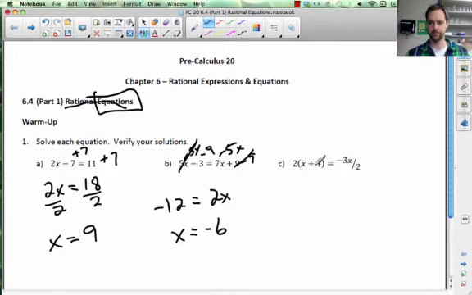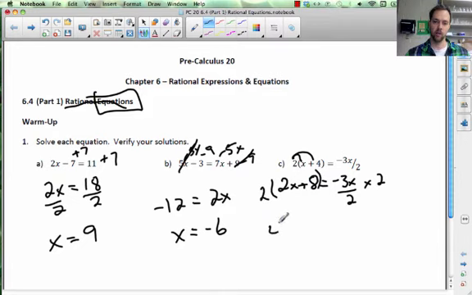Here we want to get the variable only in one place, so we have to distribute this 2 in, so we get 2x plus 8 equals negative 3x divided by 2. Now this 2 is attached by division, so we're going to multiply both sides by 2. So we go times 2 again, and we get 4x plus 16 equals negative 3x, because these 2's cancel here.